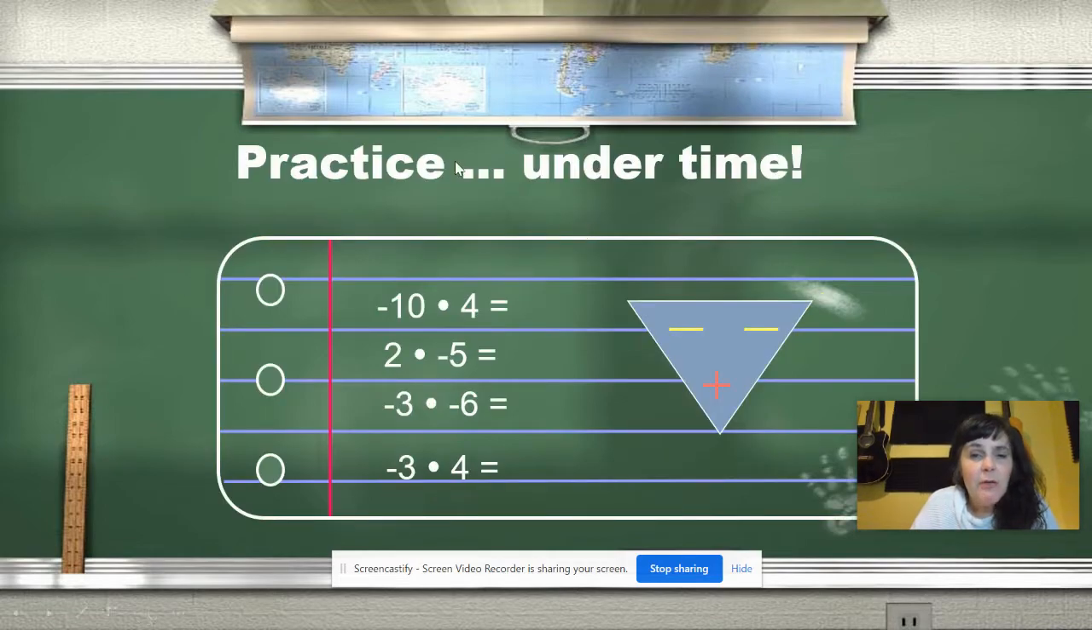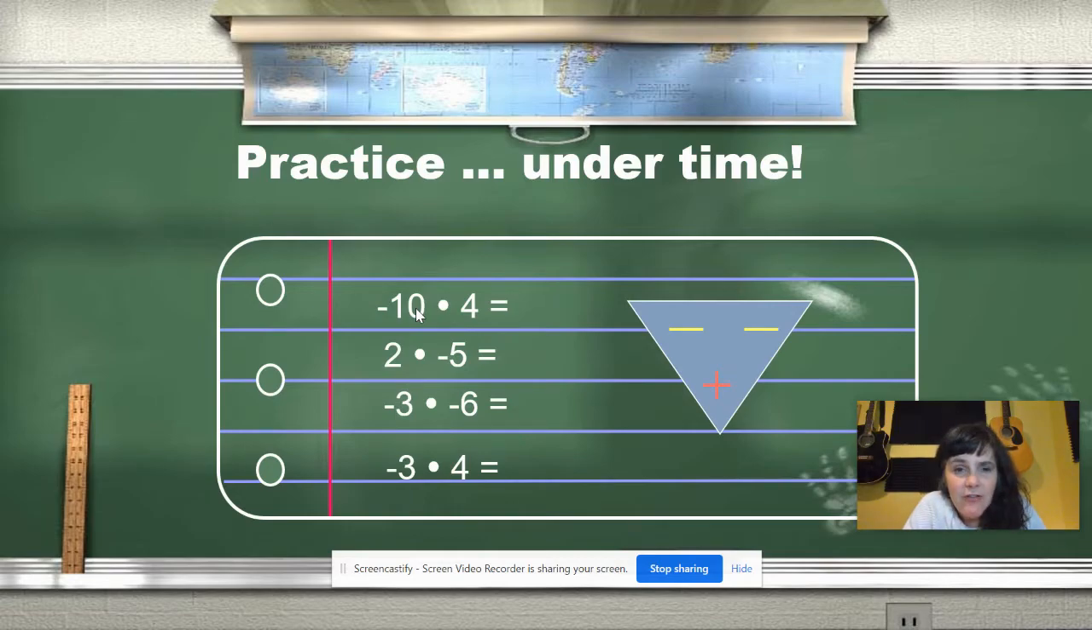Okay, so whether you know your math facts or not, what I'd like you to do is to look at these problems and just predict, is the answer going to be negative or positive? So if we look at this one, -10 times +4. Ask yourself, are they the same signs? No, they're not.